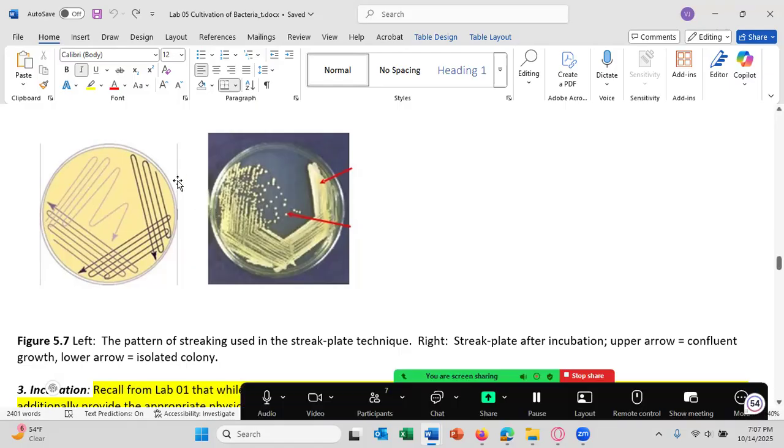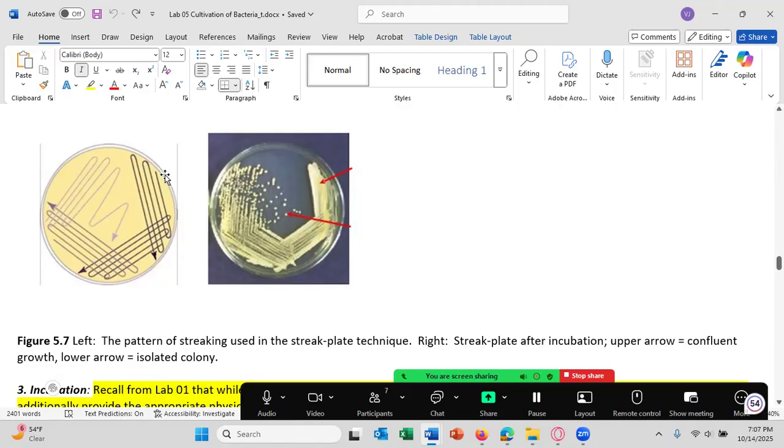I'll use the mouse. Streak it in this type of direction. You should be streaking about 20 to 30 times in each quadrant. So this is only showing you maybe 6 or 8 times. You'll be streaking 20 to 30 times, and it's too hard to draw that many streaks out.